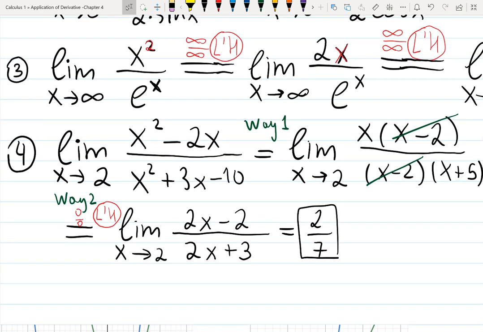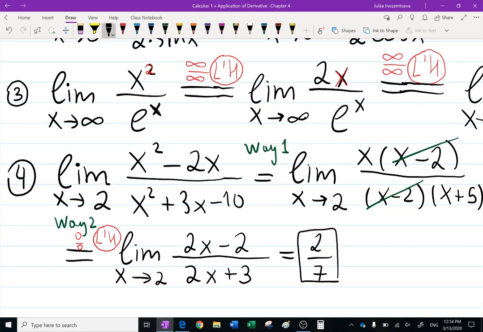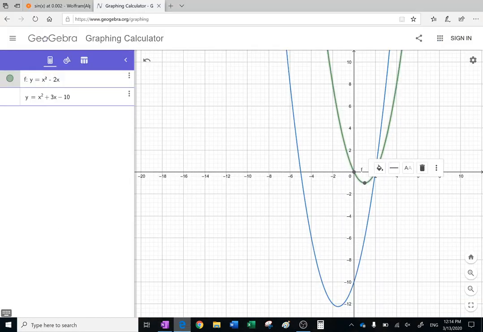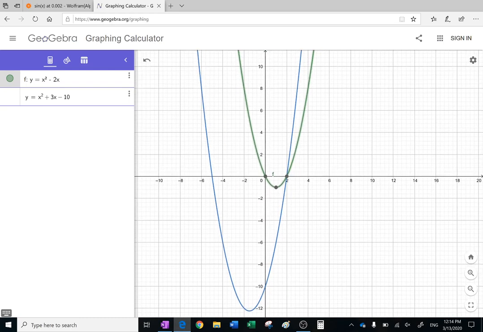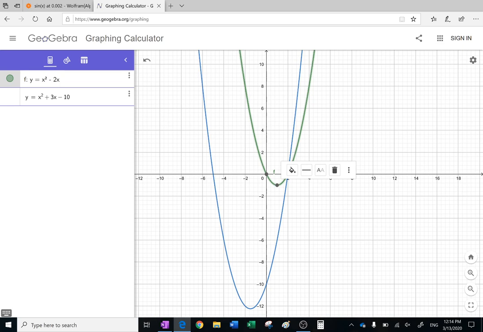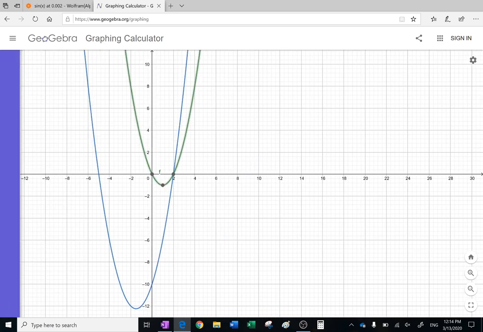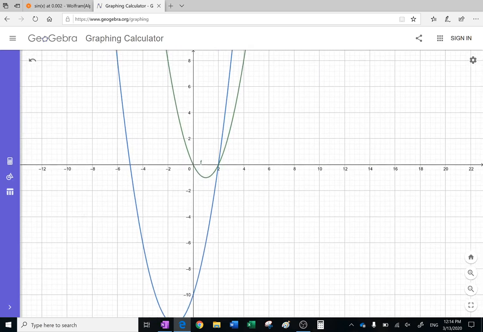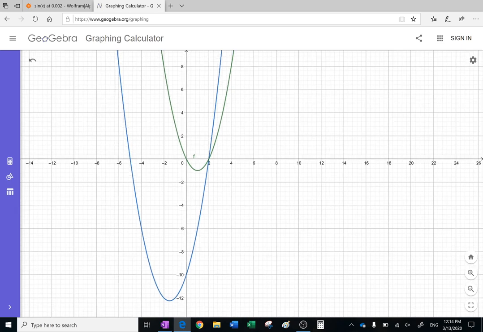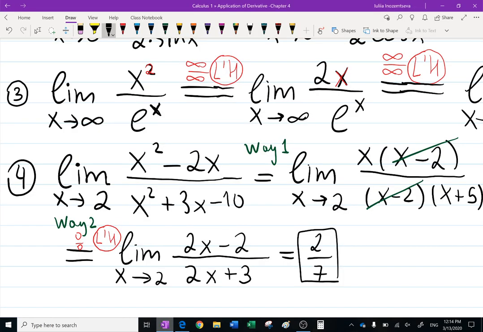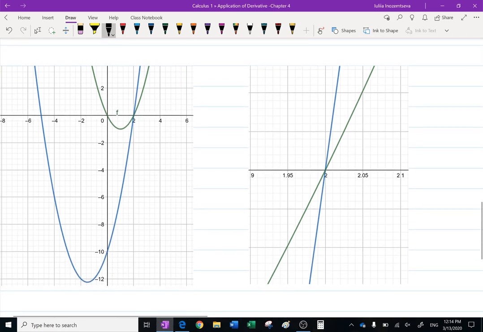This makes sense because I want to show you why L'Hopital rule makes sense in general, not just for all kind of examples. If I go to the website, for example, GeoGebra, and I ask it to graph those two parabolas, this is what I see. So I graphed x squared minus 2x and x squared plus 3x minus 10. And this is the picture. Looks very nice. Two parabolas, one in green and one in blue. And I put a graph here for you. I made a screenshot. Here it is.